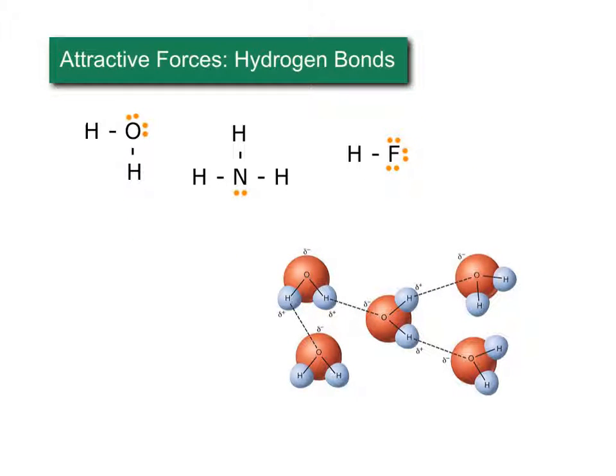A special kind of dipole-dipole is called a hydrogen bond, and these are just special because the pull from the electrons away from the hydrogen is so strong when it's bound to either oxygen or nitrogen or fluorine that we get an even bigger uneven distribution of charge, so that partial charge would be even stronger than if it was just a regular dipole-dipole. All right, so anytime you have hydrogen that's bound to either oxygen, nitrogen, or fluorine, you get hydrogen bonding.